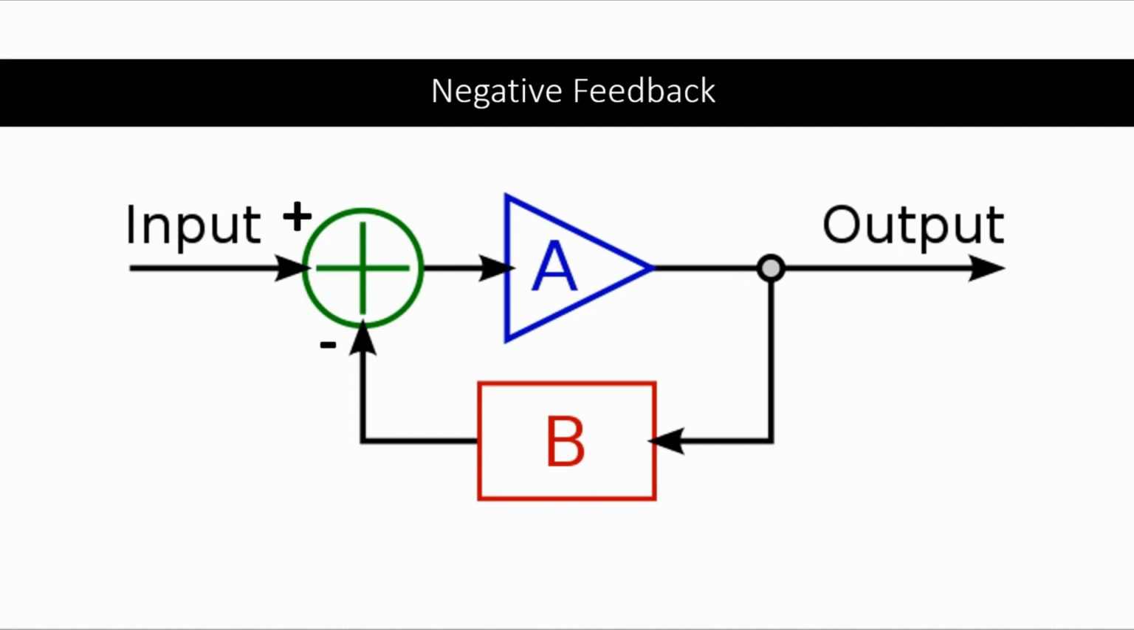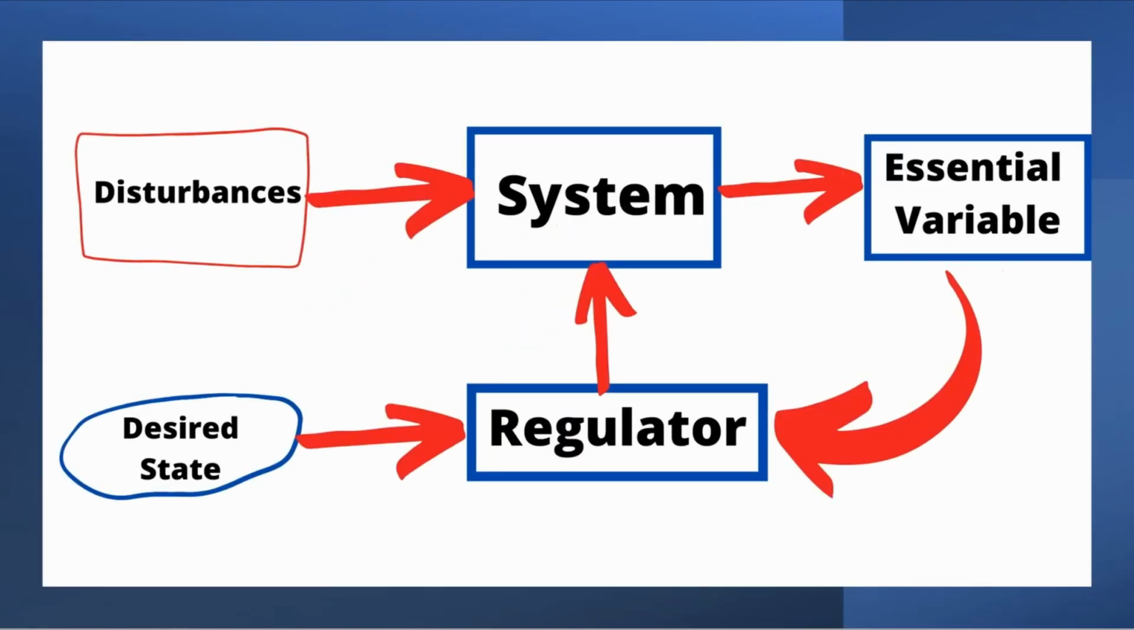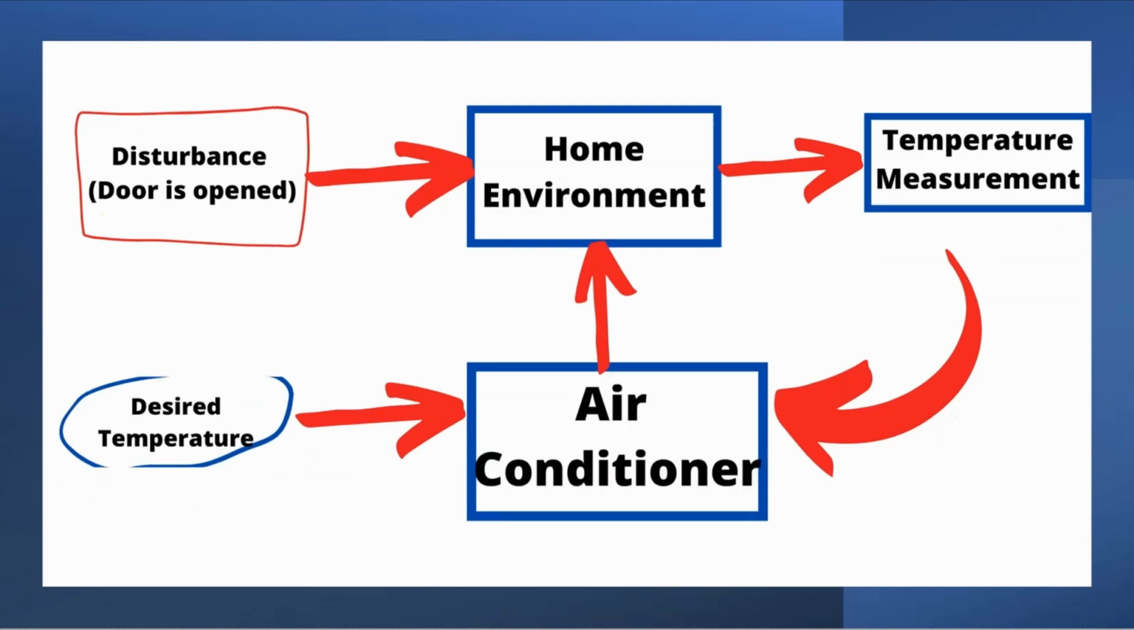A more generic block diagram might look like this, which is showing negative feedback that occurs when some measurement of the output of a system is used to adjust or maintain the system within a range of values and can reduce fluctuations in the output caused by internal or external disturbances. A more concrete example of this negative feedback block diagram is to consider a home environment with an air conditioner. The temperature measurement of the environment is compared to the desired temperature, and if the temperature is too high, the air conditioner turns on to bring the temperature back to the desired value.